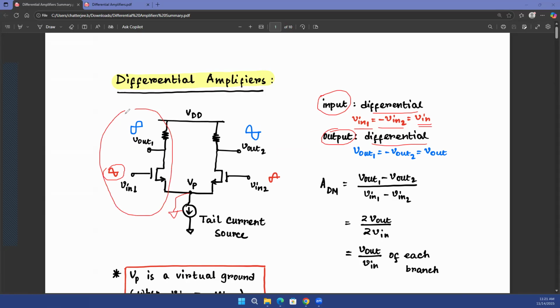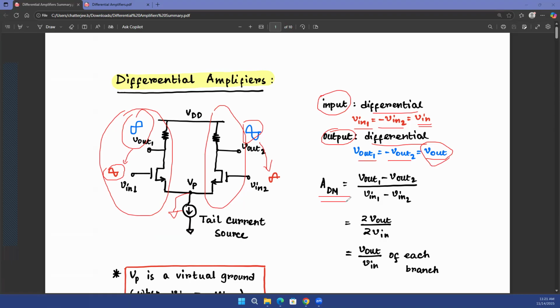So the left side can be considered as a separate common source amplifier. The right side is another common source amplifier. And the output is just GMRD times this input. And this output is also minus GMRD times this input. If you take the difference of the 2 outputs, Vout1 minus Vout2, that is going to be your overall Vout. But your Vout1 is equal to minus Vout2. Let's say that is equal to Vout.